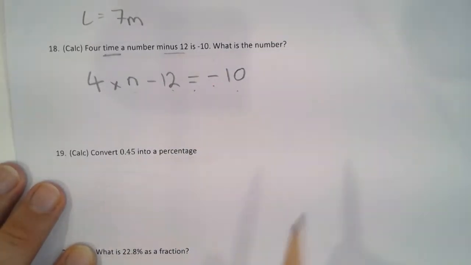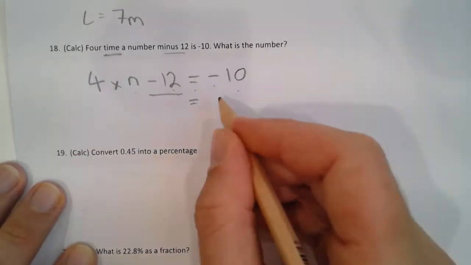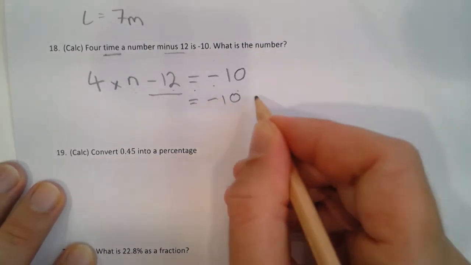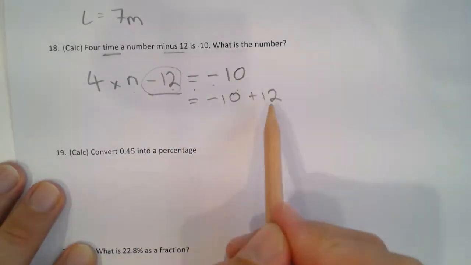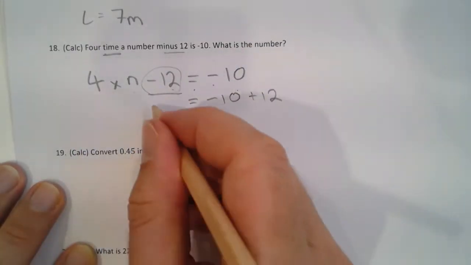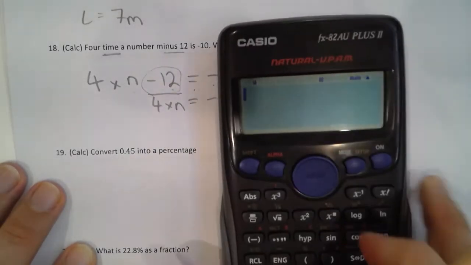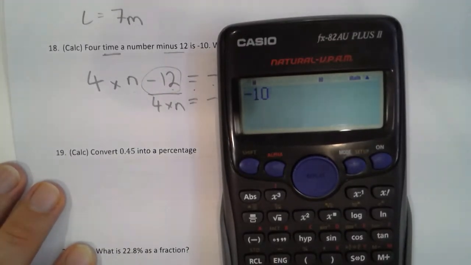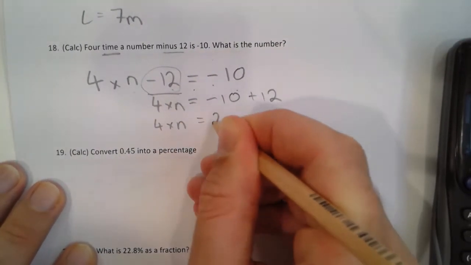All right, fine. First thing I'm going to do is this minus 12, I'm going to move it to this side to make it plus 12. So because it was a minus 12, it moves over to this side, becomes plus 12. We've just got 4 times n here. Now minus 10 plus 12, why not use your calculator? It is a calculator question. Is 2. So therefore 4 times n equals 2.